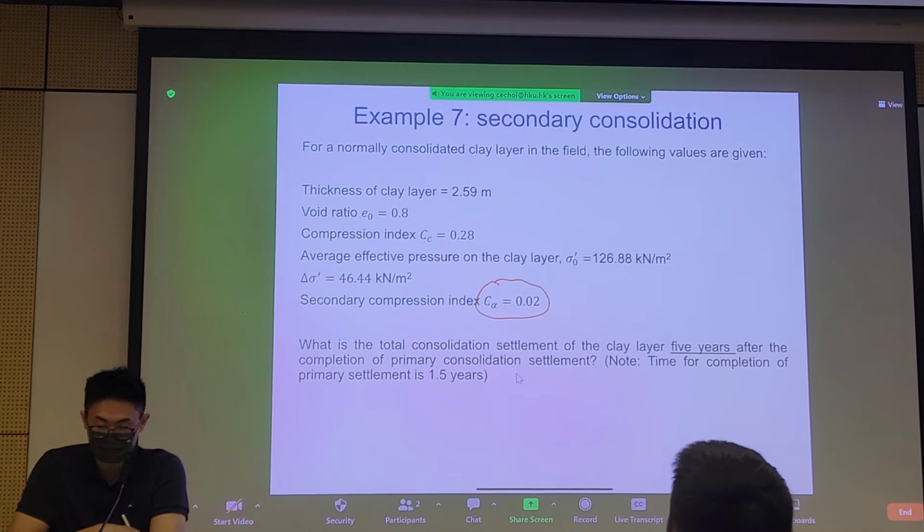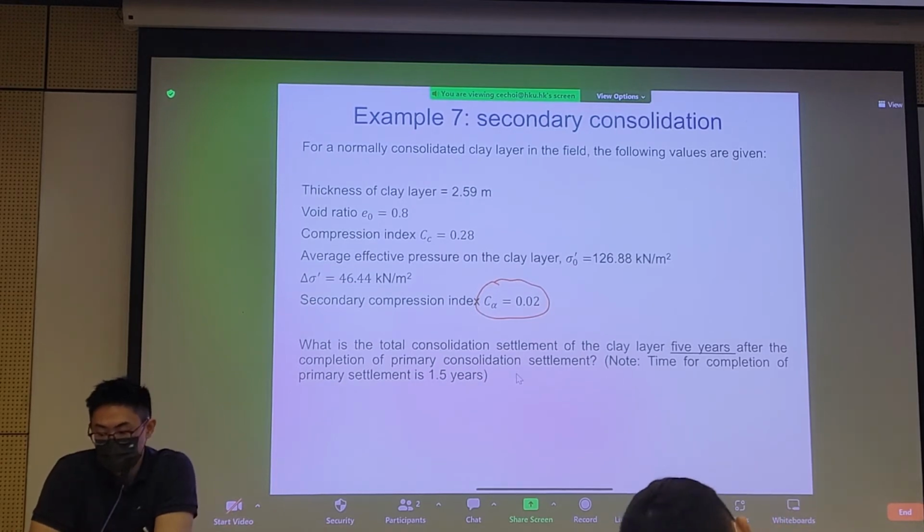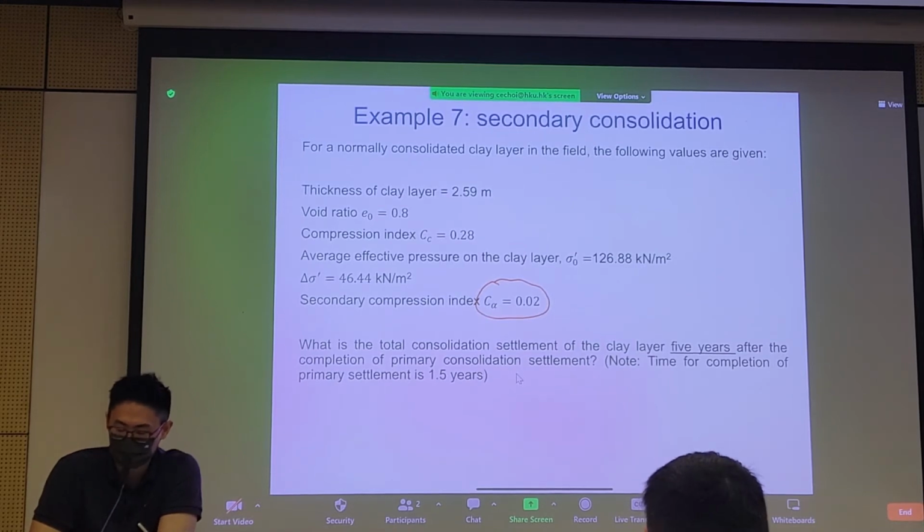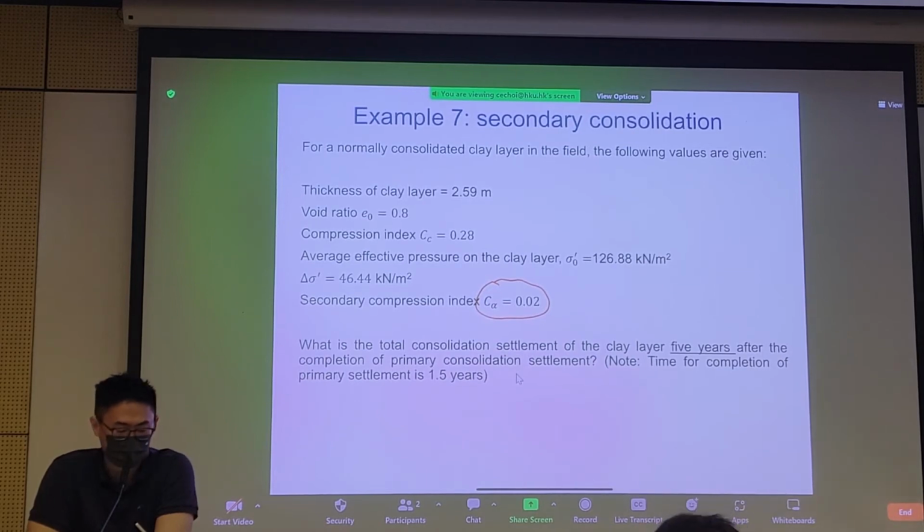And the question asks, what is the total consolidation settlement of the clay 5 years after the completion of primary consolidation settlement? So since we're not looking at rates yet, this question has to give you some time frame for primary consolidation as 1.5 years, because we don't know how to calculate rates yet. We haven't reached that part in our lecture yet. So you're given enough information here to solve the problem.